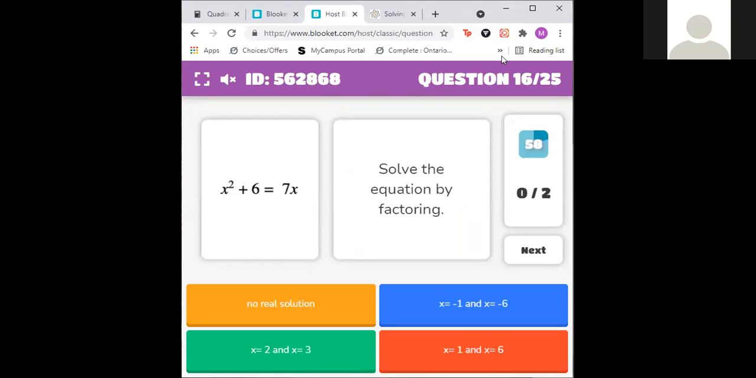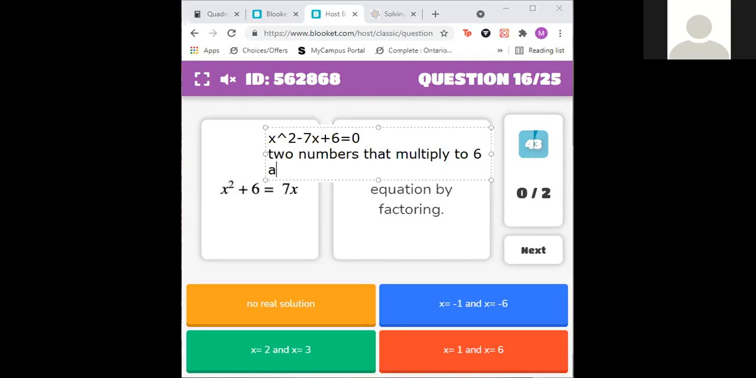So for this one, you do x squared. So you bring that 7x over: x squared minus 7x plus 6 equals 0. So two numbers that multiply to 6 and add to -7. So what are those two numbers?